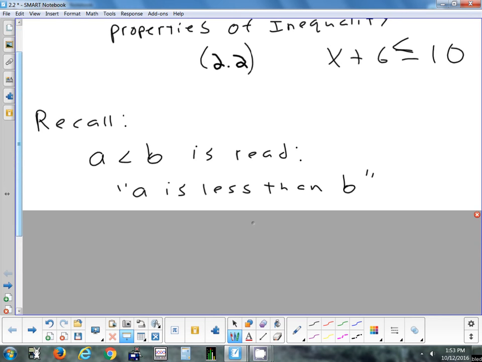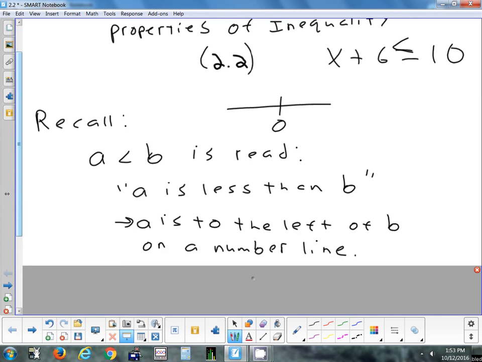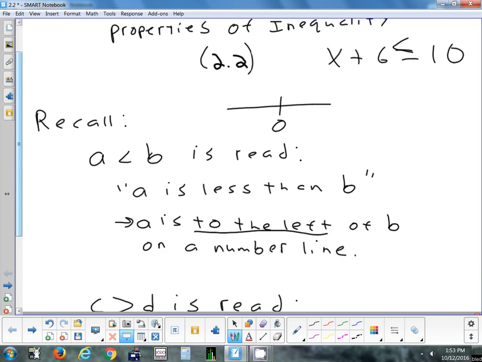Now what does that mean about A and B if you compare them on a number line? If one number is less than the other, where does that mean it is? Is it to the left or is it to the right? Think about, here's your number line. And if I wanted to know a number less than 0, which way is less than? Yeah, it's to the left. So if you had a number that's less than another number, that means it's to the left. Any questions on that?